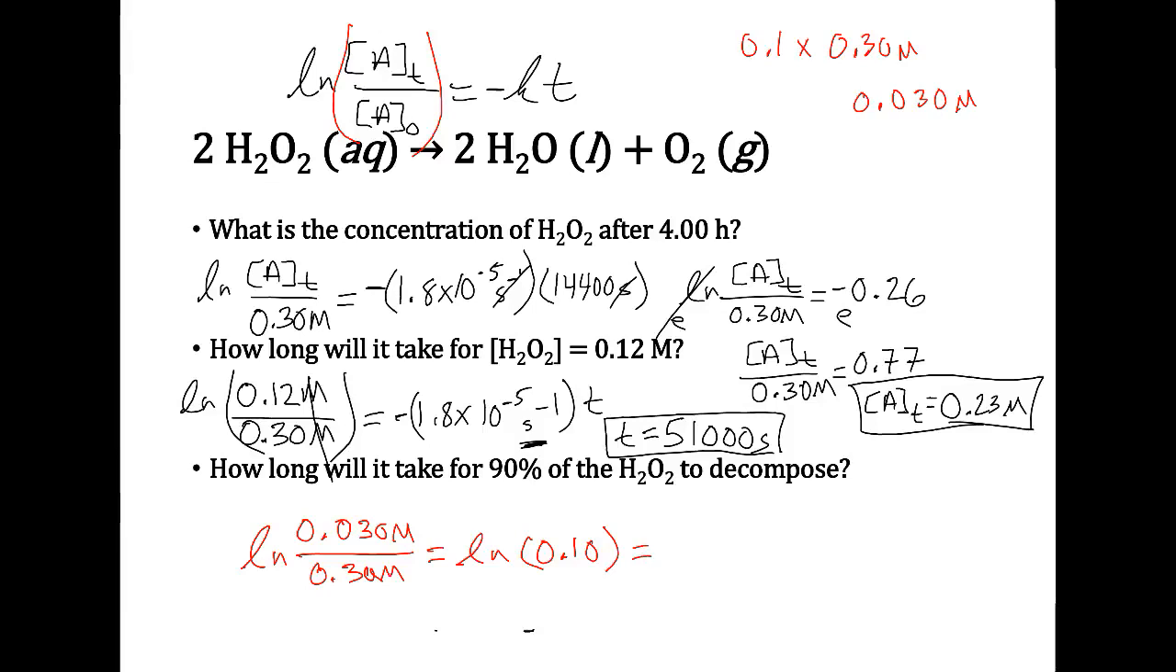So then from here, that will be equal to negative kt, so negative 1.8 times 10 to the negative fifth per second times t. We're trying to solve for time. So now you just have to plug and chug. We find that time is equal to 130,000 seconds, or approximately 36 hours.